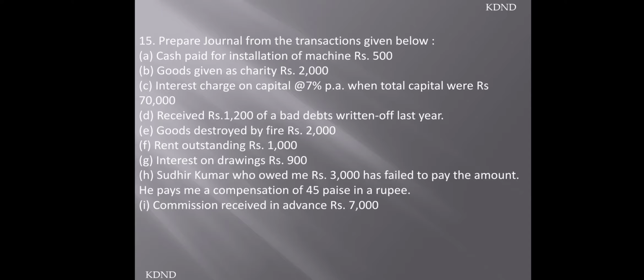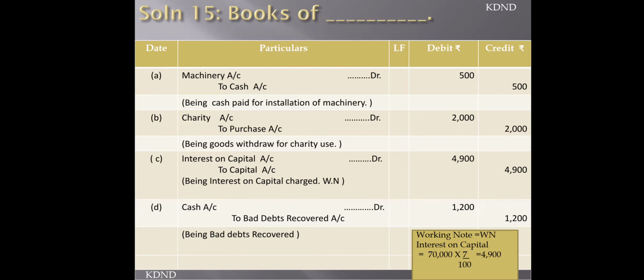Next comes interest charge on capital at the rate of 7%. Total capital was rupees 70,000. Interest on capital, as I had explained in the previous transaction also, is an expense from the point of view of business, and we are writing all the entries from the point of view of business. So interest on capital account debit to capital account. You can see over here, interest on capital account debit to capital account. Working is done over here: 70,000 multiplied by 7 upon 100. So that gives you 4900 as our answer.